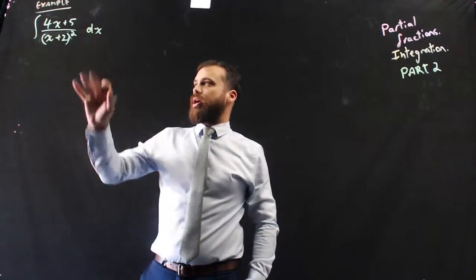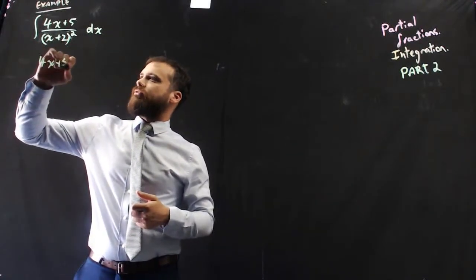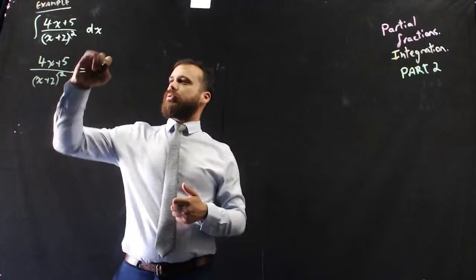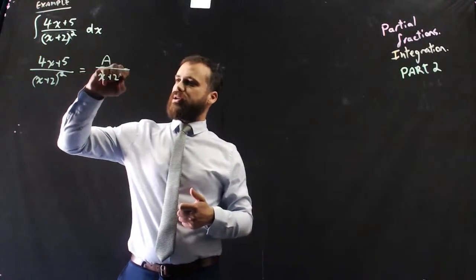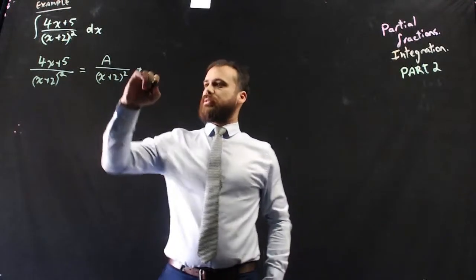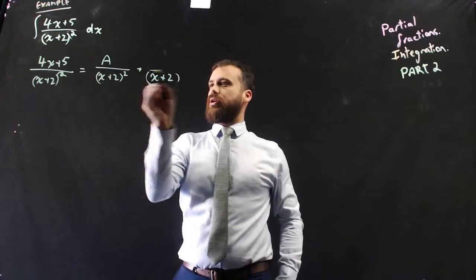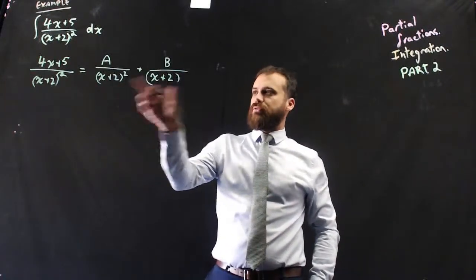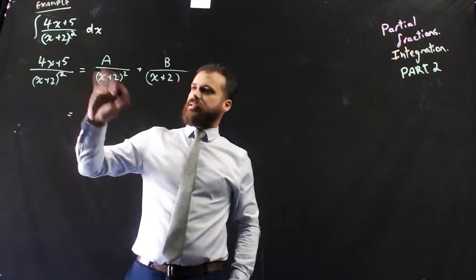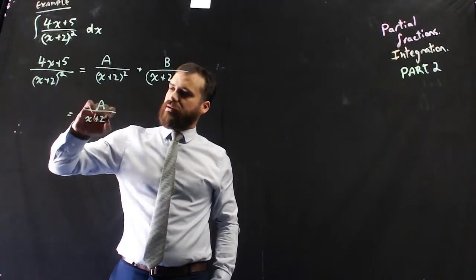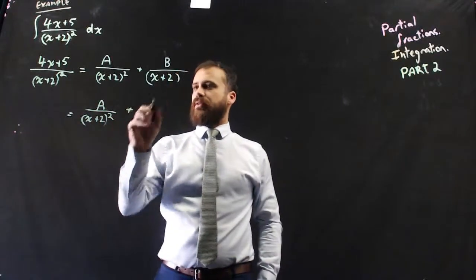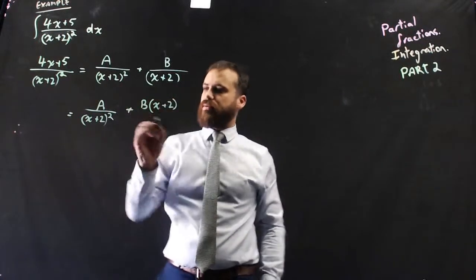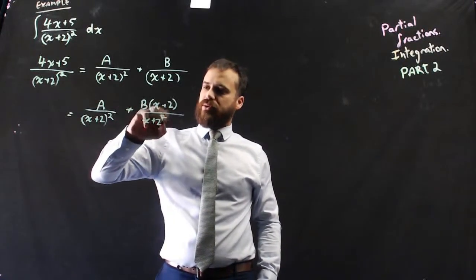So instead, you want to break it up. So it's going to be (4x + 5) over (x + 2) squared, and we're going to let that equal A over (x + 2) squared plus B over (x + 2). Then think about how we're going to add those two partial fractions together. That A is going to stay as it is, so it's just A over (x + 2) squared. Sorry about the squeaky pen. And the B is going to be B(x + 2) over (x + 2) squared.